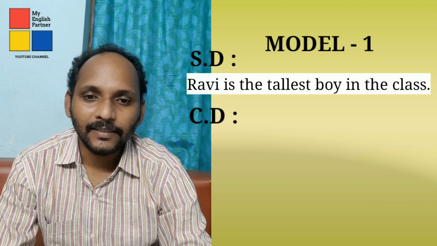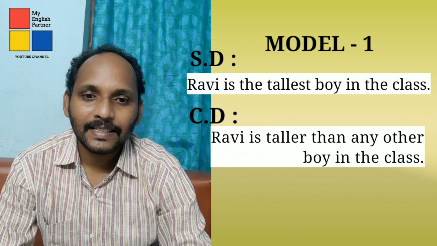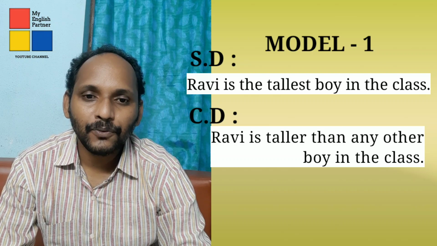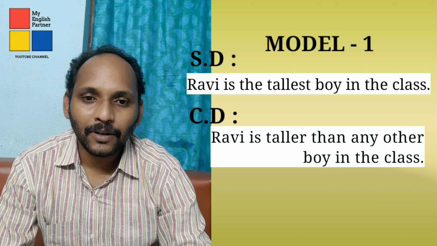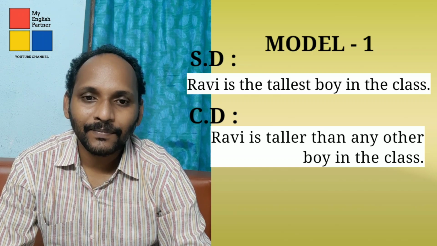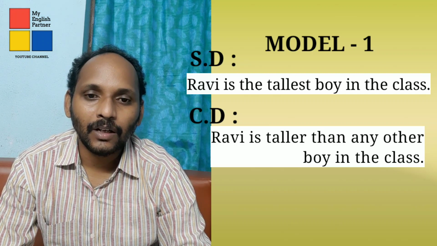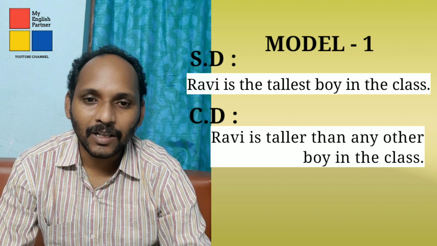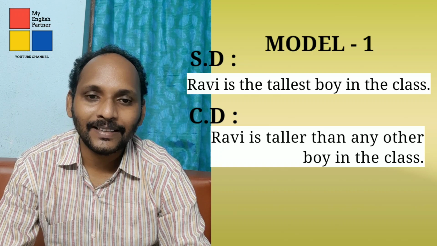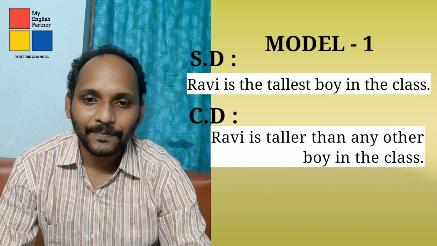In comparative degree, the sentence begins with the subject Ravi, is, the comparative form of the adjective, taller. Comparative form must follow than. So we must include any other. So at the end, we must include the last part of the sentence. So Ravi is taller than any other boy in the class. So this is the comparative form of the sentence.